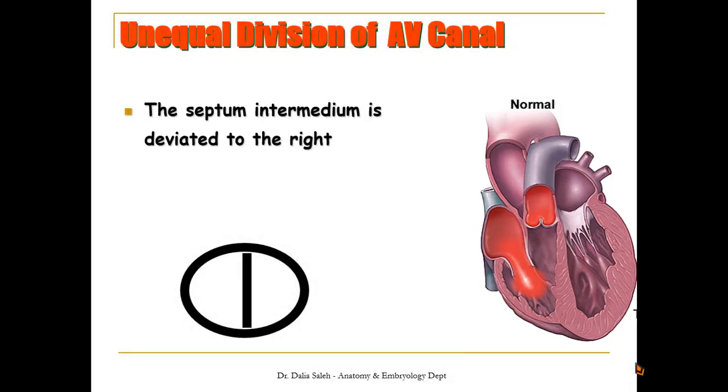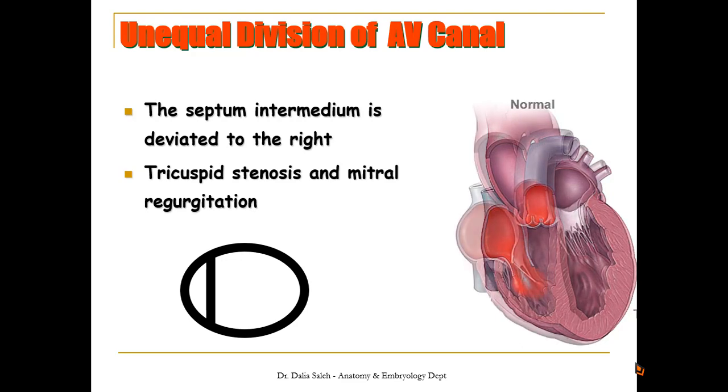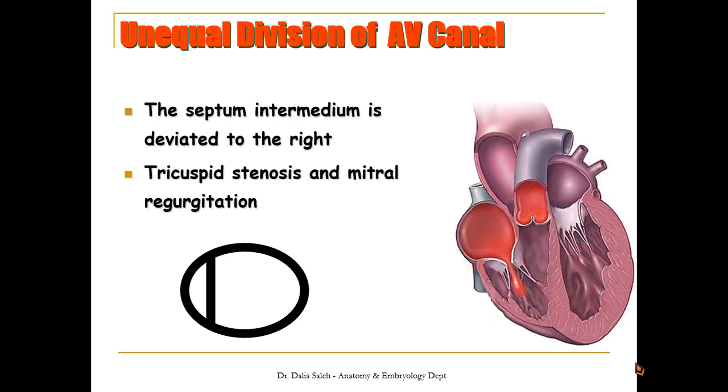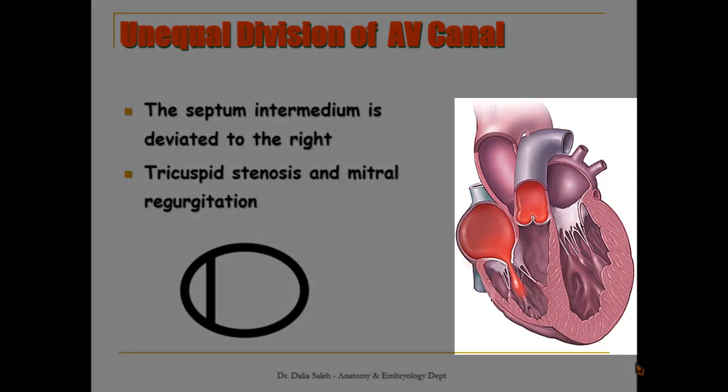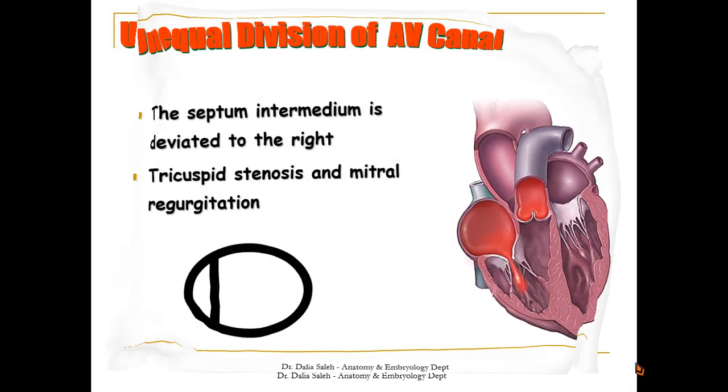Let's assume that the septum intermedium is deviated to the right side. So we will end up with tricuspid stenosis and mitral regurgitation. So in this picture, you can see that there is stenosis in the tricuspid valve, and the amount of blood that flows from the right atrium to the right ventricle is altered.